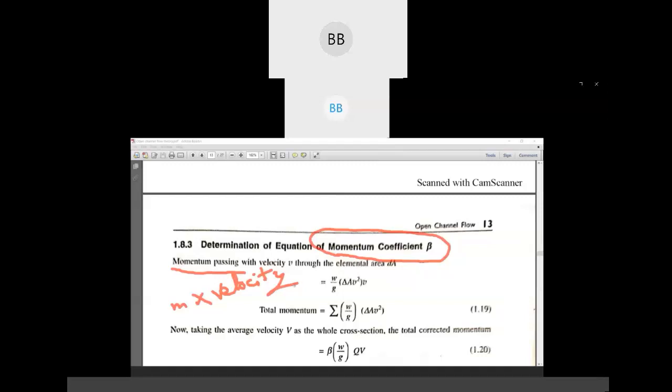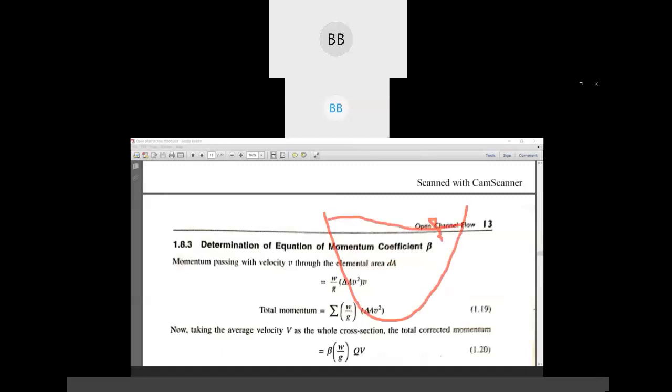Momentum is mass into velocity. So again we are going to consider a small elementary area. We have already discussed what the small elementary area is when we derived the energy coefficient alpha. For the momentum coefficient also we have to consider a small elementary area. Now we find the momentum in that particular small area, that is mass into velocity.